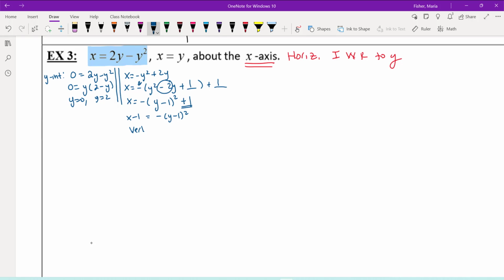So the vertex here is the number opposite with x is 1. The number opposite with y is 1. So we're going to go ahead and graph this. So I know that my vertex is 1, 1, and that I cross the y-axis at 2 and at 0, and that this parabola opened to the left, so it looks like that.